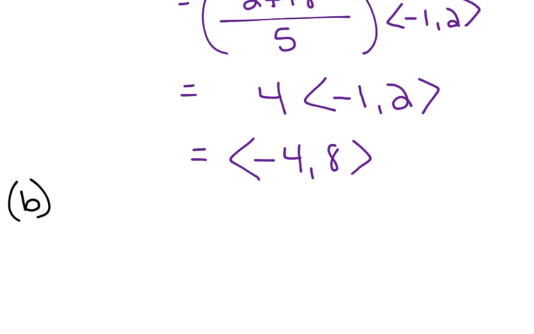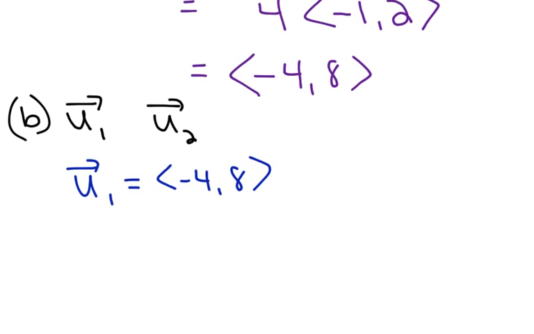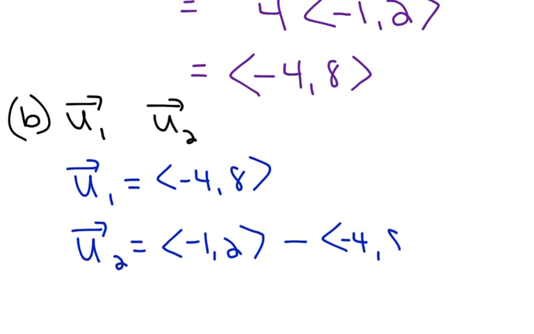What if I wanted to resolve these vectors into the components u1 and u2? What is the vector parallel to v, and what is the vector that's perpendicular to v? Well, u1 is easy because u1 is just the projection of u along v, so I already know that answer. It's negative 4, 8. I found it in the previous problem. Vector u2, however, is going to be vector v, which is negative 1, 2, minus the projection. And again, we just use the properties of real numbers to do this.